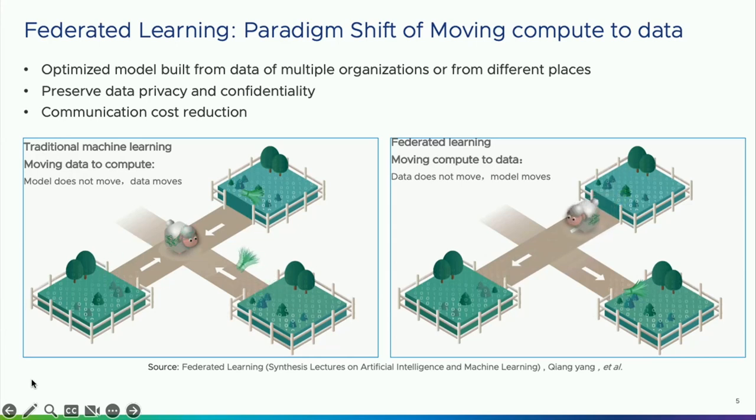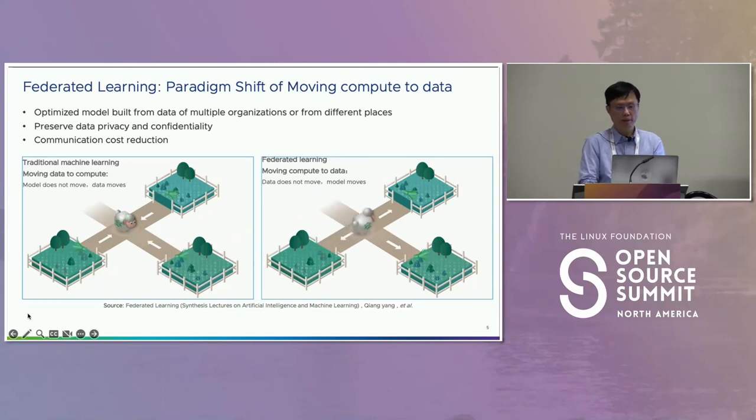So we call this the sheep, the model, moving to the data, and the data does not move. This is the idea of federated learning: changing the traditional paradigm of moving data to compute by moving the compute to the data.